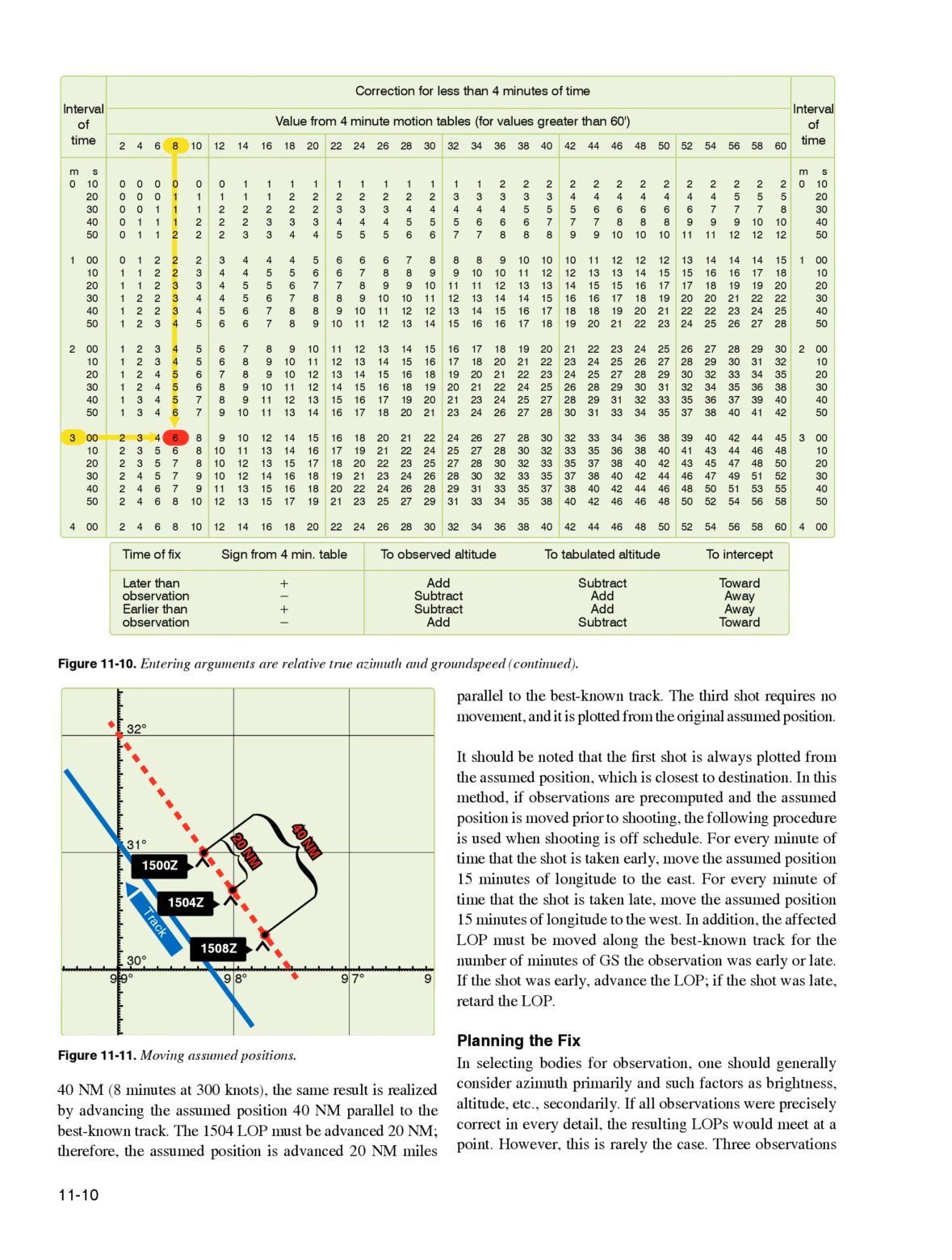It should be noted that the first shot is always plotted from the assumed position which is closest to destination. In this method, if observations are pre-computed and the assumed position is moved prior to shooting, the following procedure is used when shooting is off schedule.